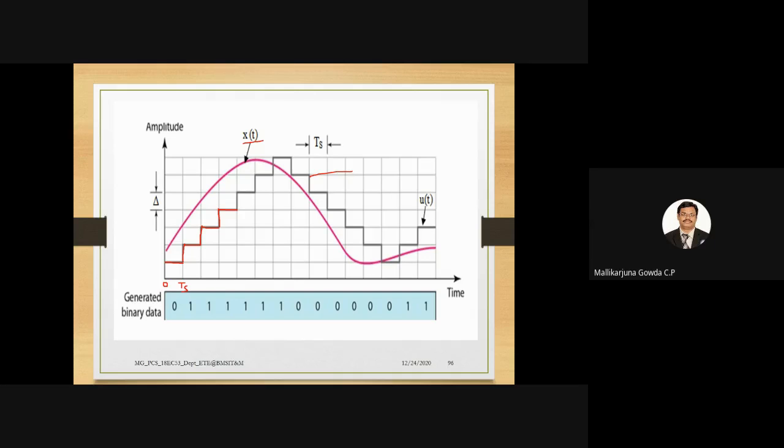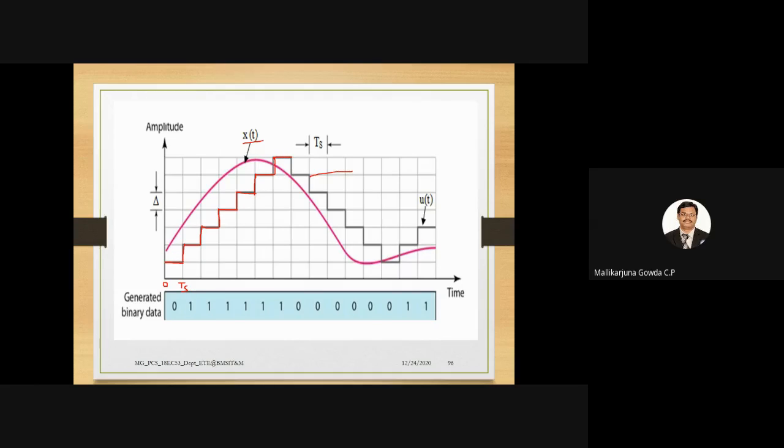Here also it will compare. Still the approximated signal is less than the original signal, so it will be incremented by delta. It holds that value till the next sampling interval. At this point also it is less than the original analog signal, so it is incremented by delta. At this point also it is still less, hence incremented by delta. So only the first is 0, and the rest are 1, 1, 1.